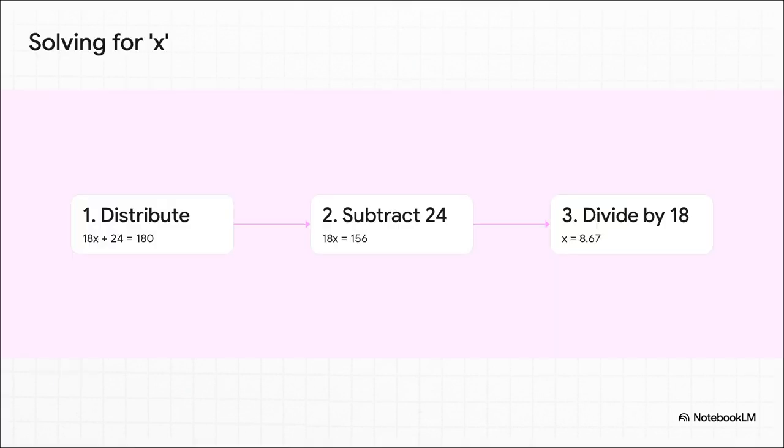Now, solving this is a pretty standard 3-step deal. First, you've got to distribute that 6 across the parentheses. Then, your goal is to get that x term all by itself. And finally, you just divide to find out what x is equal to.